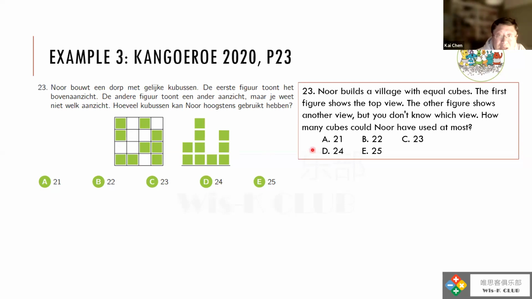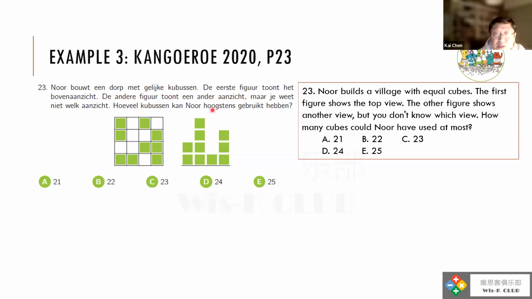And it's asking how many cubes Noor could have at most. So meaning, how many cubes at most can Noor build that have the same top view and the same view from another side. Who has thought about that before? Who has thought about this question?